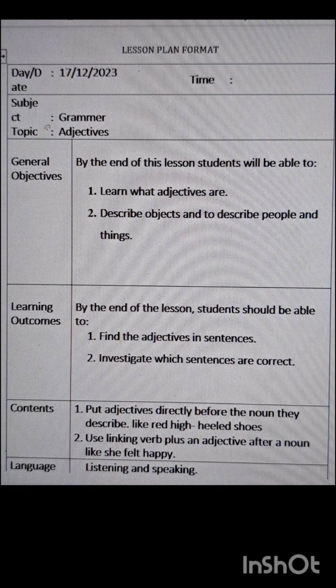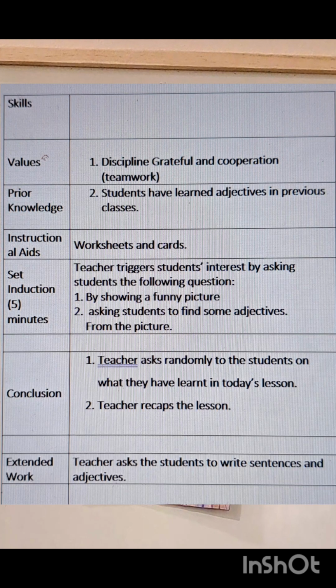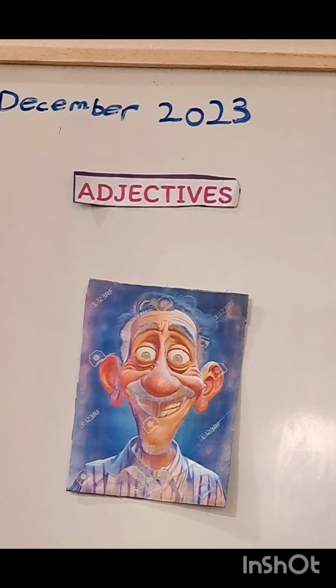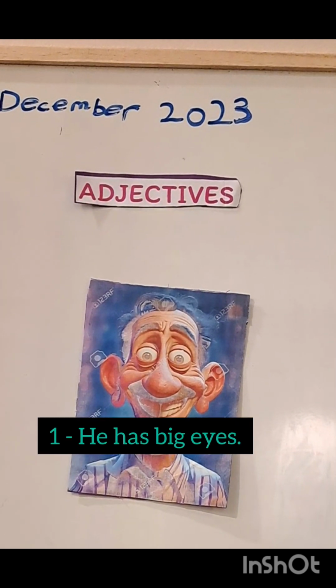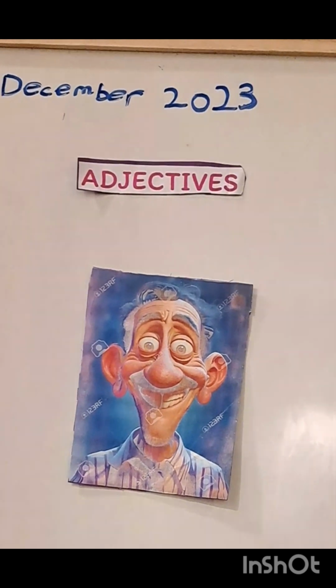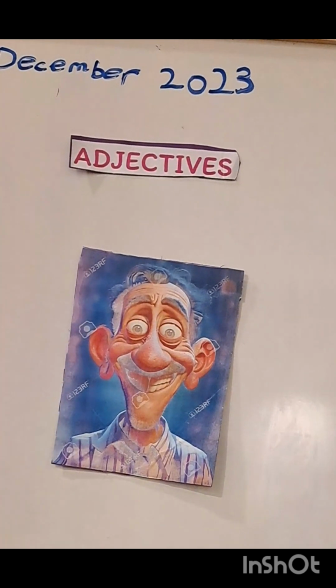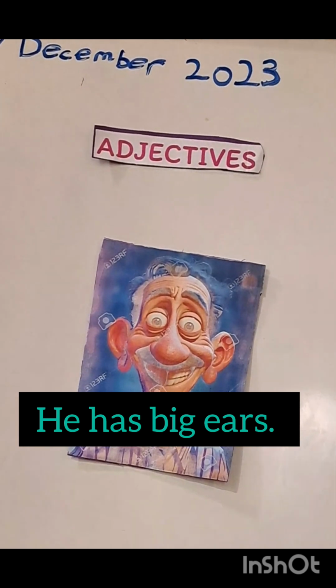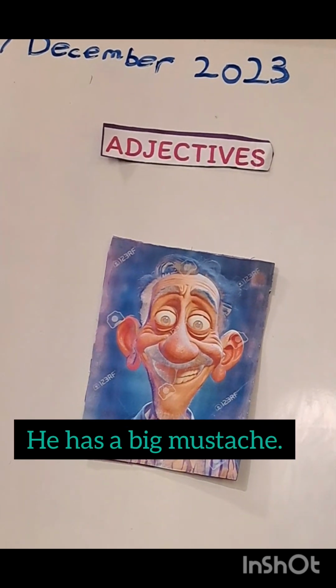In this lesson, you can learn about using adjectives. So, Sarah, look at the picture. What do you think? He has big eyes. What else? He has big ears, and he has a big mustache.